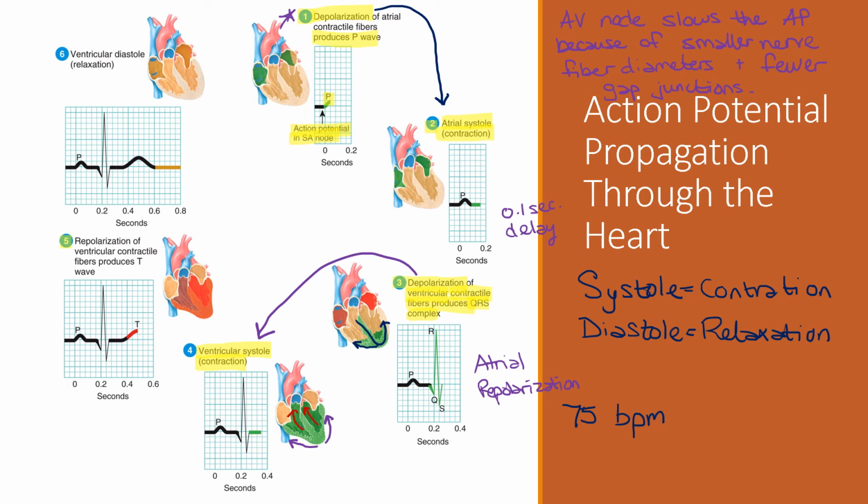At number 5 here, we have the repolarization of those ventricular contractile fibers. This is also going to begin at the apex of the heart and spread throughout the ventricular myocardium. And this is going to produce the T wave. So here we do see the repolarization of the ventricles in our ECG. This is because nothing else is masking it. We can definitely see it, and we see it as a T wave. Now this produces the T wave in the ECG approximately 0.4 seconds after the onset of the P wave.